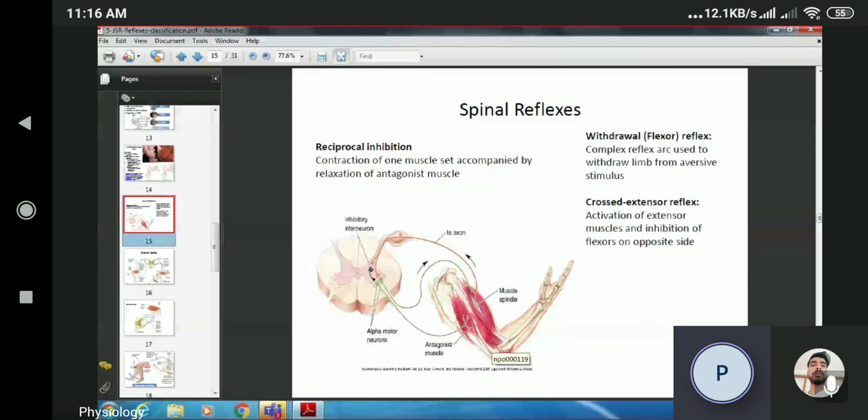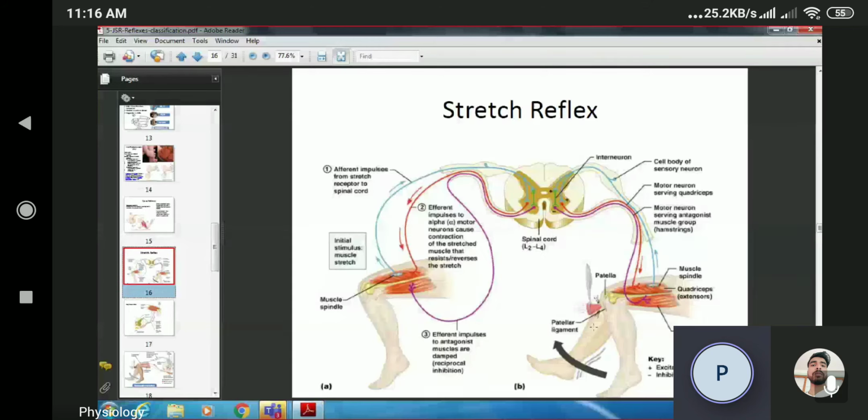Okay, then let's see stretch reflex. This is another diagram for stretch reflex. See, patellar ligament, we strike with a patellar percussion hammer or clinical hammer. Then the information is carried, okay?